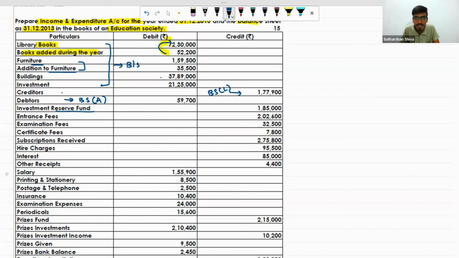Investment reserve fund, it is on the credit. If I say fund, it is for some specific purpose, and one more thing, reserve. I will take it to my liability side.